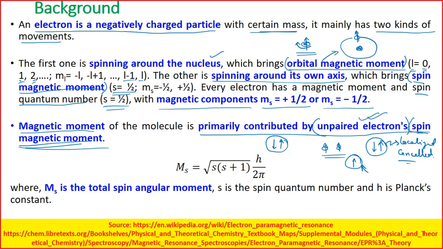Okay, so over here, the total spin angular momentum ms is given by square root of s(s+1) times h by 2 pi. What is s? S is the spin quantum number, and h is Planck's constant. Okay, we all know. Any doubt till now? No? Okay, good.